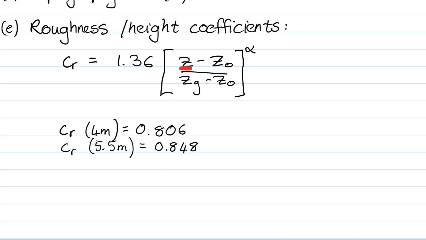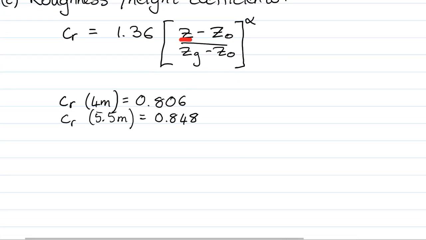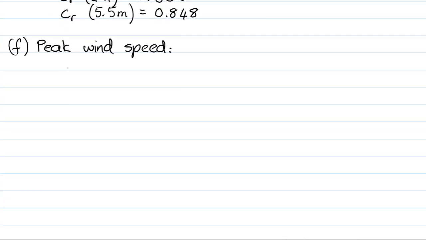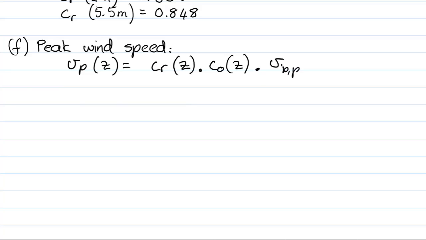Once we have these details, now we can work out what our peak wind speed is. Here's the calculation. So at some height Z above the ground, we have our roughness influencing the wind speed, we have our topography factor, and then we also have our base peak wind speed. Now our peak wind speed is just 1 times the value calculated earlier, so that gives us just the 36 meters per second.